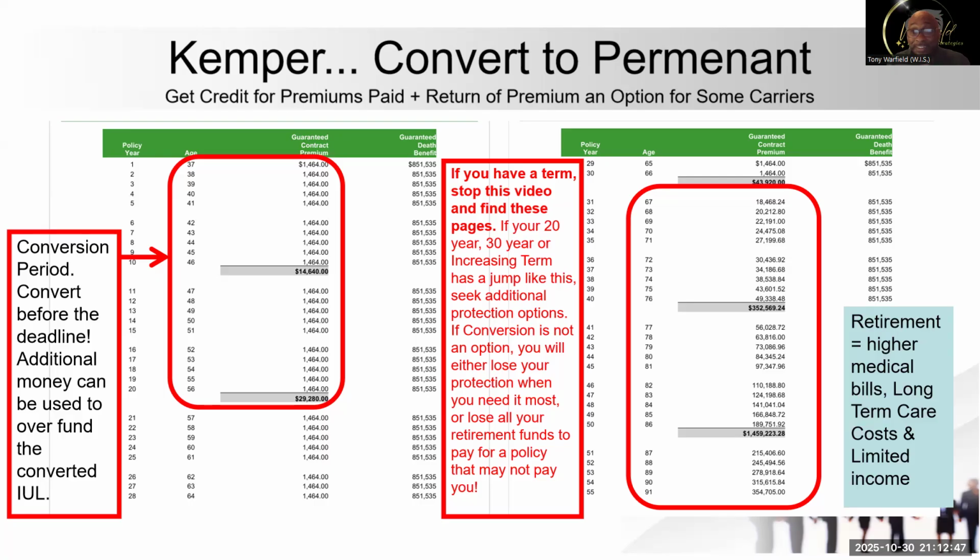I hope that's stuck. Because remember, retirement income is going to be limited. You're not working anymore. But medical bills are going to go up. Long-term care bills are going to go up. The cost of food is going to go up. Everything is going to go up, right? So if everything's going to go up, the last thing you want to do is pay 5,000% over what you were paying before for your life insurance policy to make sure your beneficiary gets the money. I'm just saying.